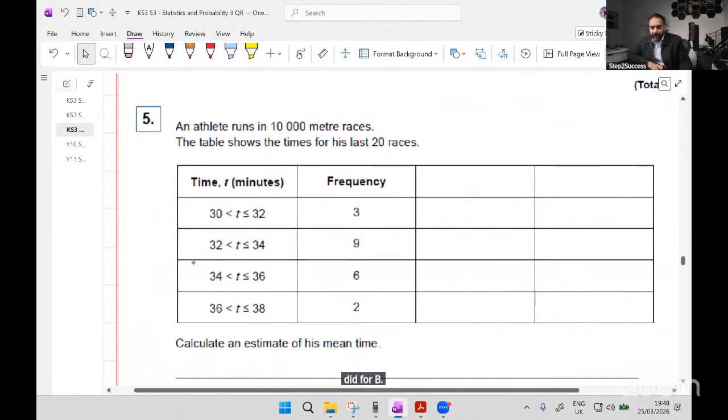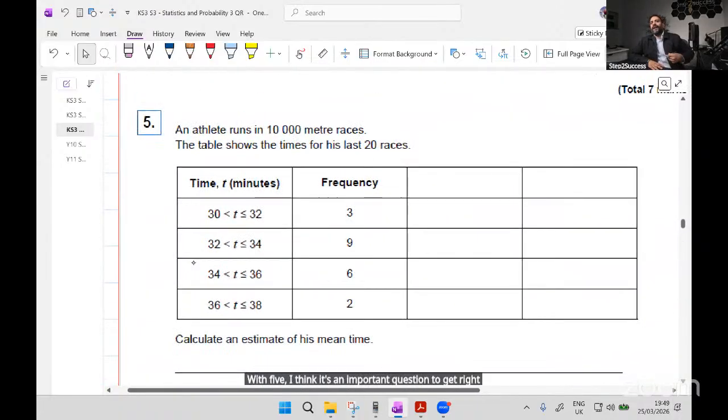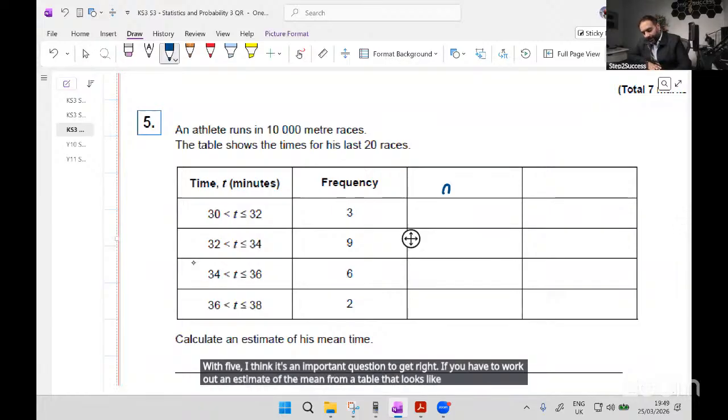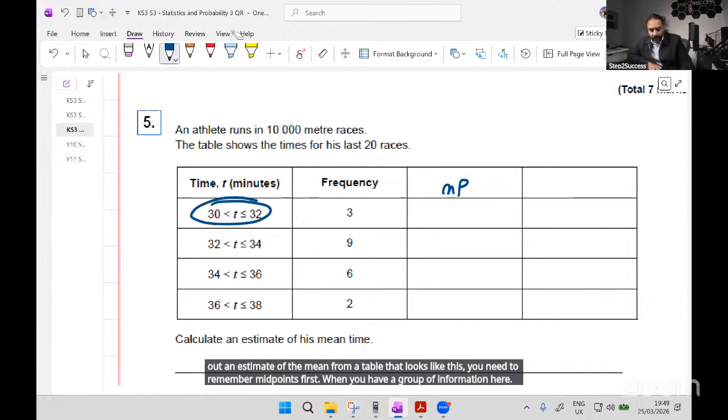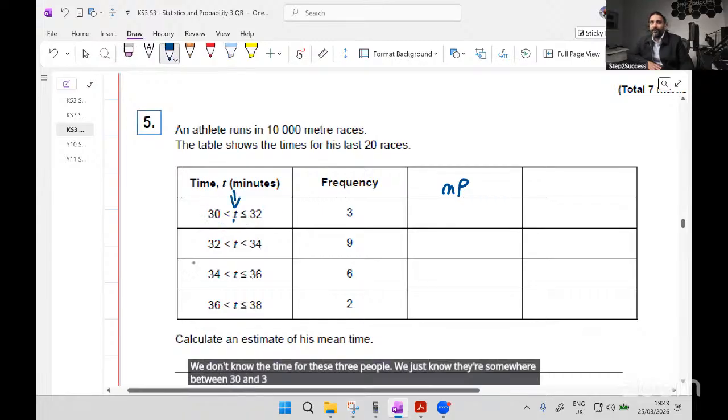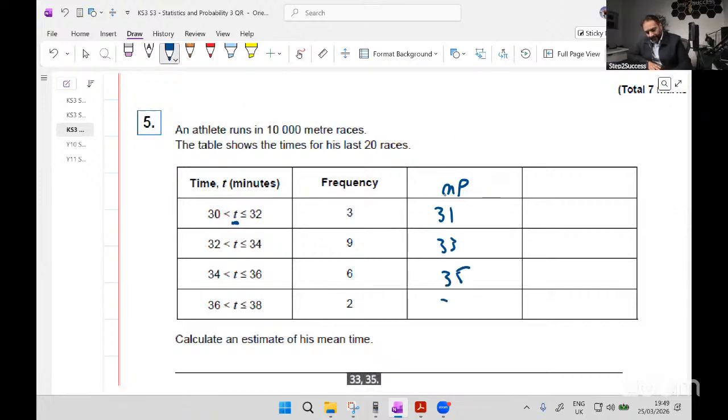With 5, I think this is an important question to get right. If you have to work out an estimate of the mean from a table that looks like this, you need to remember midpoints first. When you have a group of information here, we don't know the time for these three people. We just know they're somewhere between 30 and 32. So what you do with all of these situations is you go to the middle and pretend that all of them actually took the middle amount of time. So 31, 33, 35, and 37. That is the middle of all of these groups.